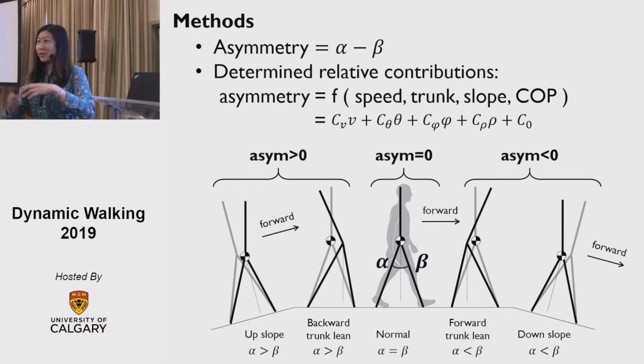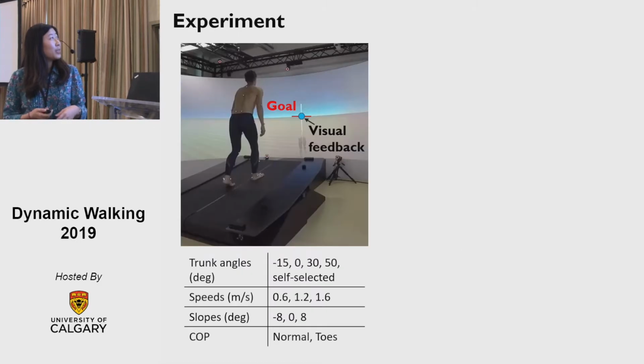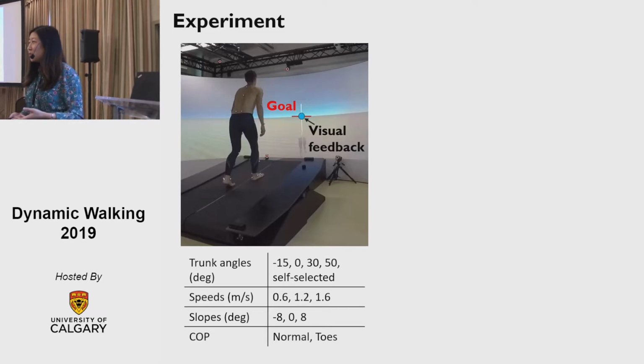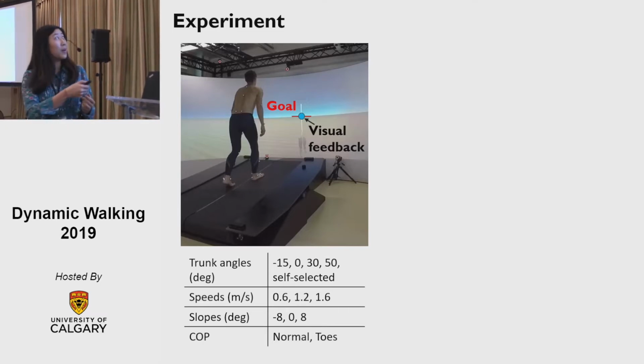And then basically we're trying to find, with different combinations of speed, trunk, slope, and center pressure, meaning normal walking and walking on your toes, how does all this affect the asymmetry between your legs? So we ran an experiment where we had subjects walking on a treadmill, and they had this red line, which is the goal, a line they're trying to meet, and they had visual feedback of their trunk angle, which is this ball.